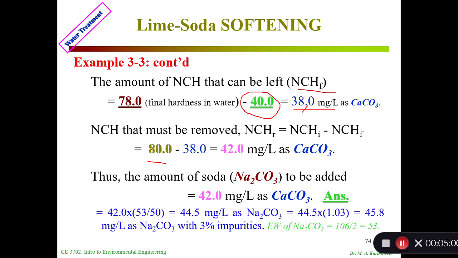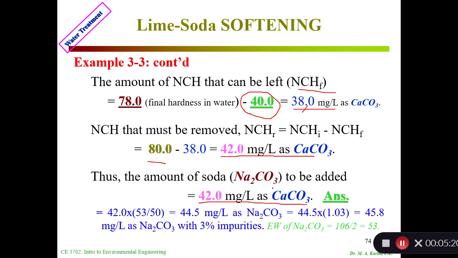Where did 80 come from? What about the total hardness over there? This is the hardness we can leave in the system, so the removable amount is 42. So the amount of soda that we have to use, if you go back to the flowchart, is similar to the non-carbonate hardness that we have to remove. That means it's 42 milligram per liter as calcium carbonate.